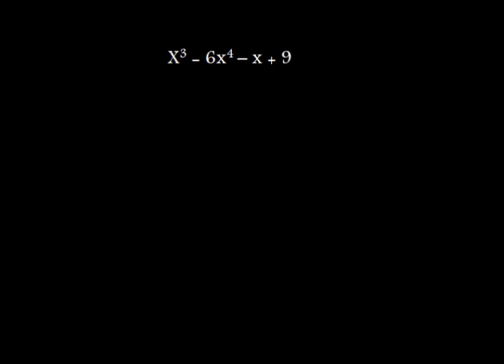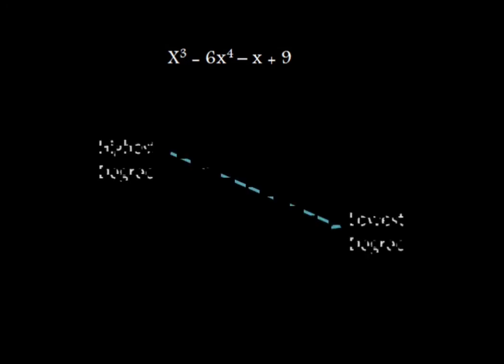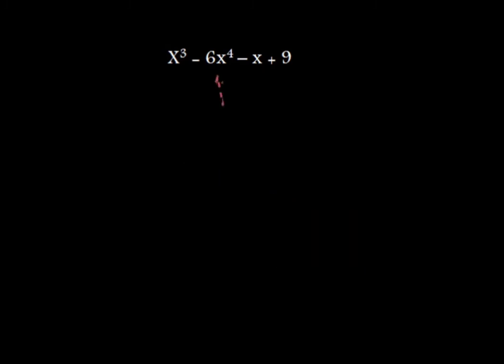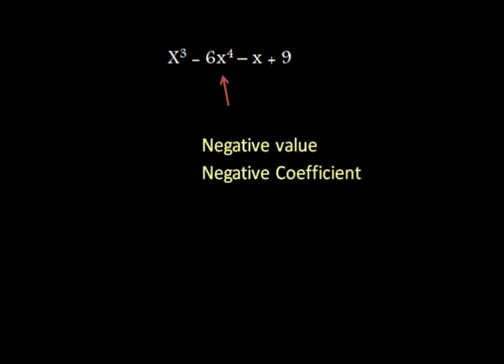Now what about this one? How can you arrange this from highest to lowest? In this polynomial, the highest degree term is 6x to the 4th. But before we move it to the front of the polynomial, it's important to notice that it has a minus sign in front of it. When we see a minus sign, we think of subtraction. That means the term right after it has a negative value, or a negative coefficient.